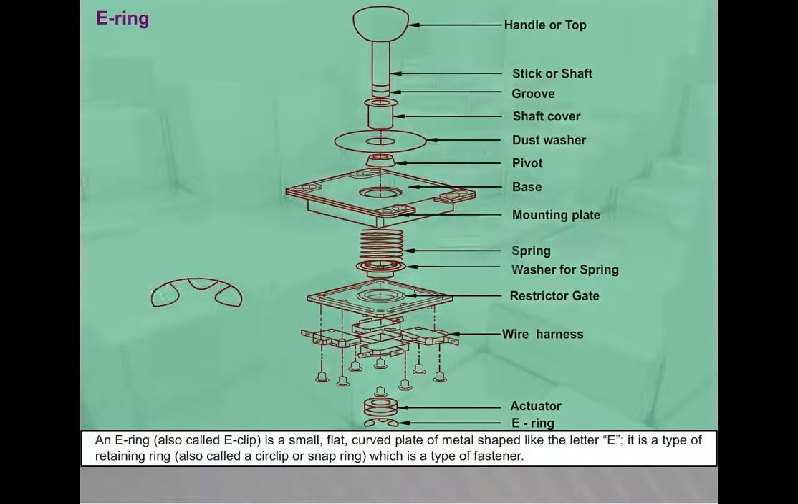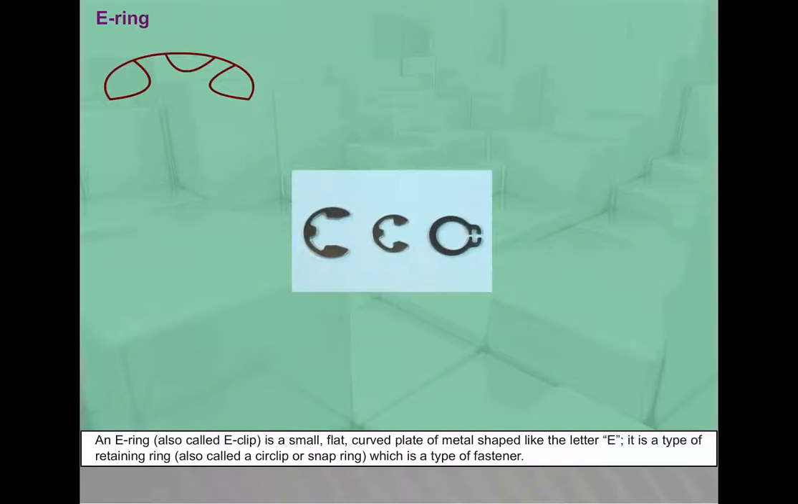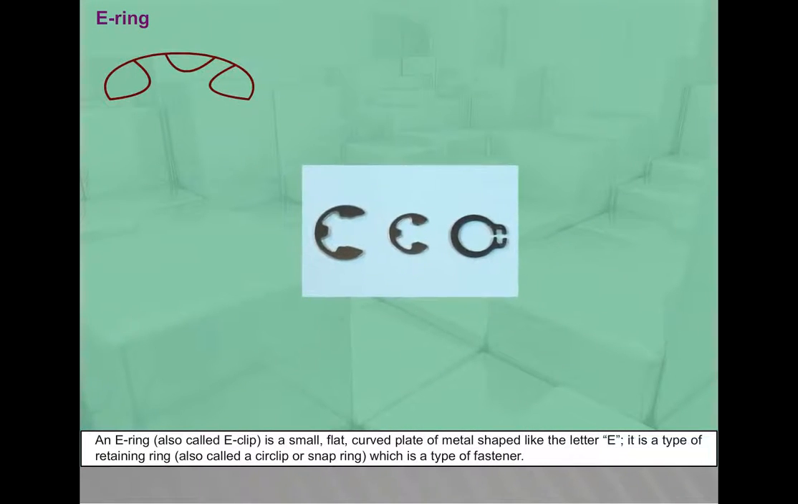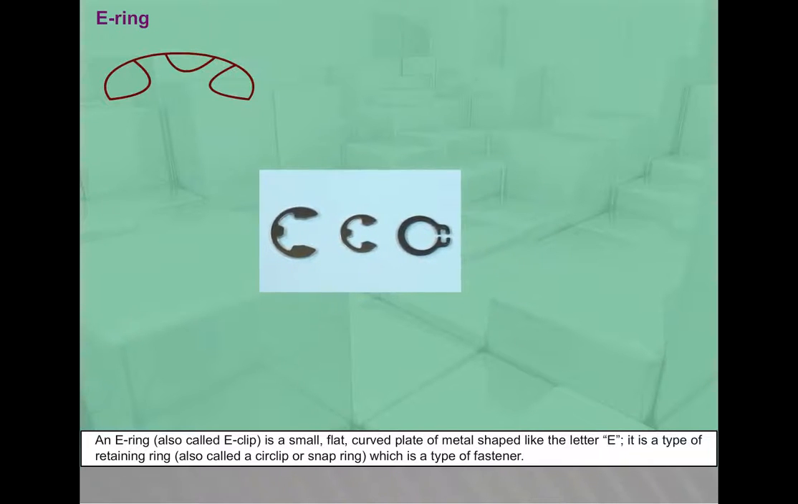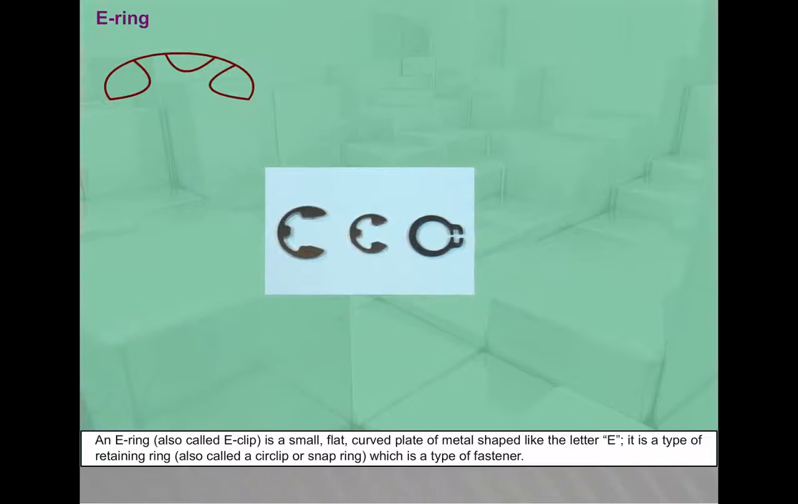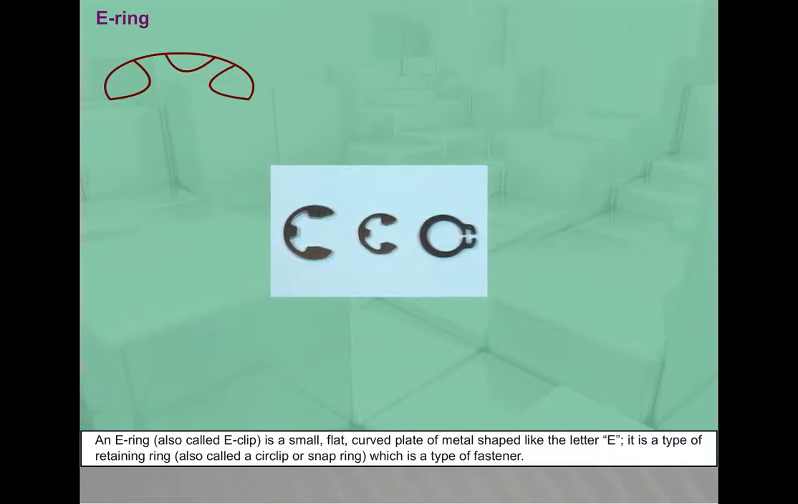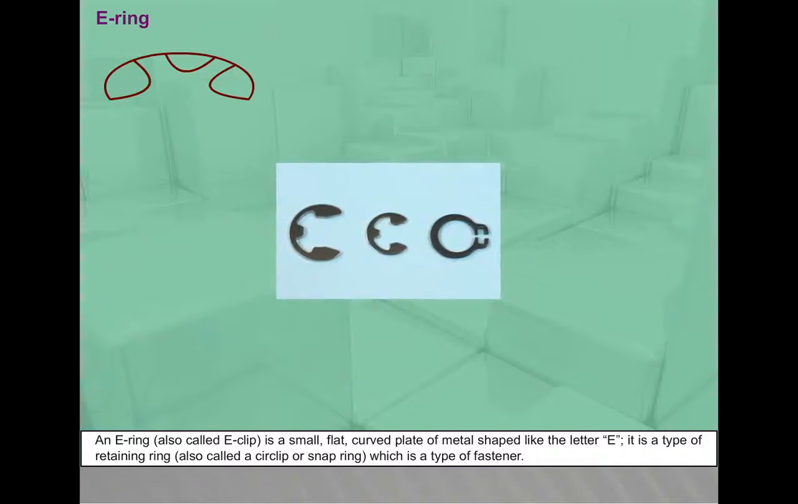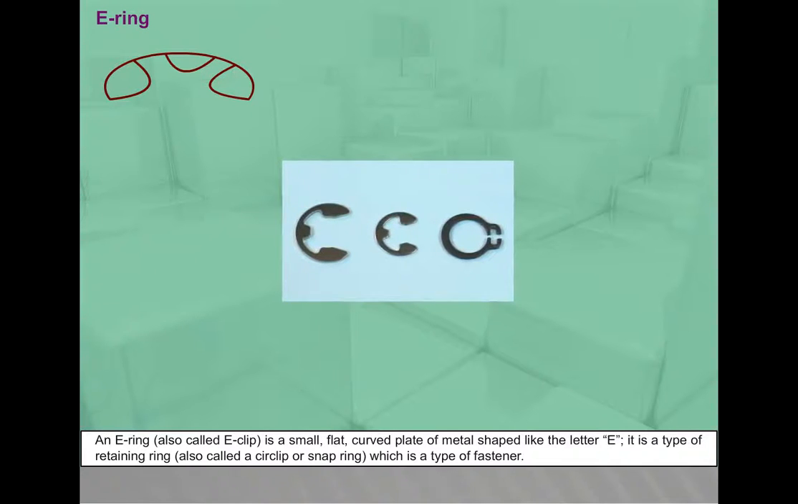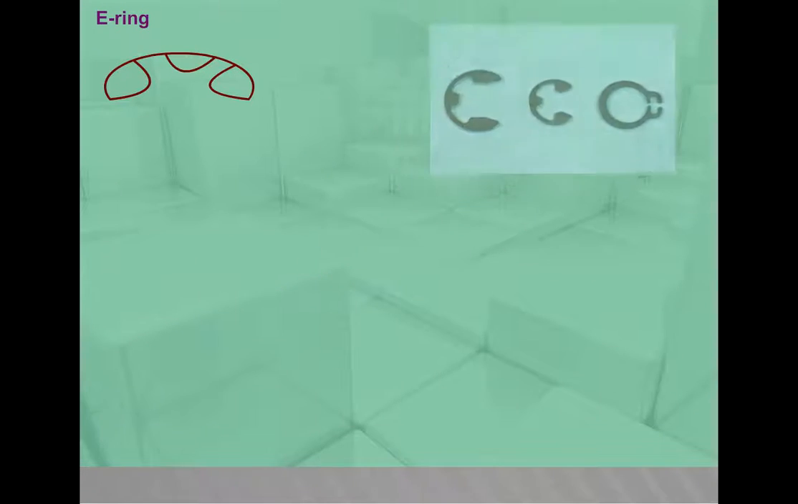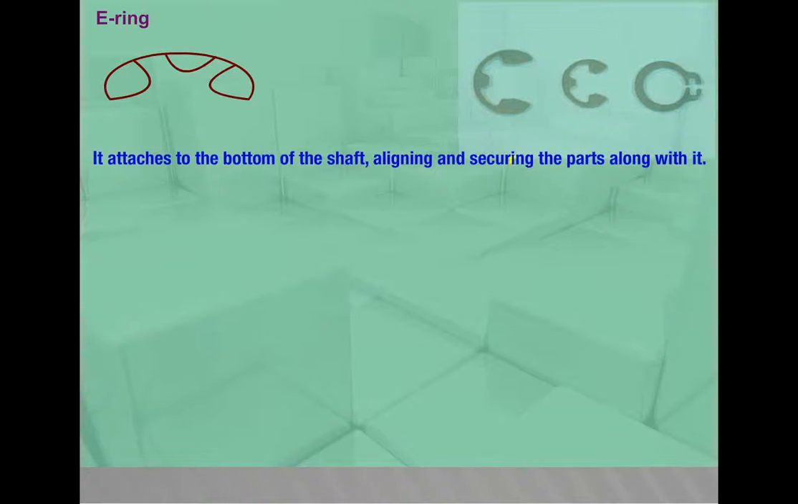E-ring: an E-ring, also called E-clip, is a small, flat, curved plate of metal shaped like the letter E. It is a type of retaining ring, also called a circlip or snap ring, which is a type of fastener. It attaches to the bottom of the shaft, aligning and securing the parts along with it.